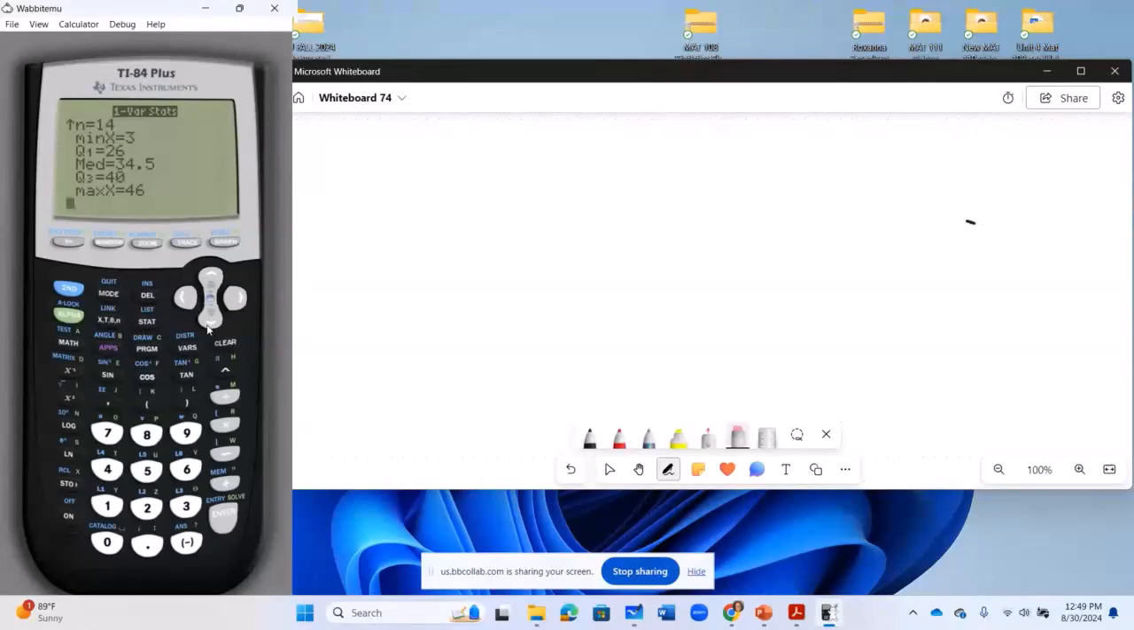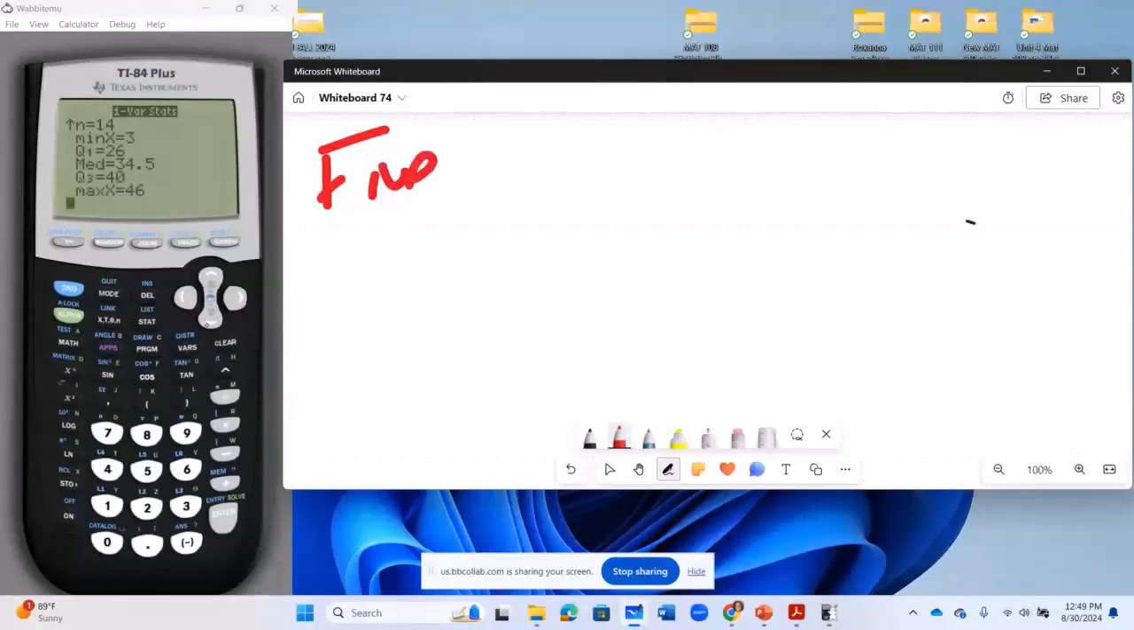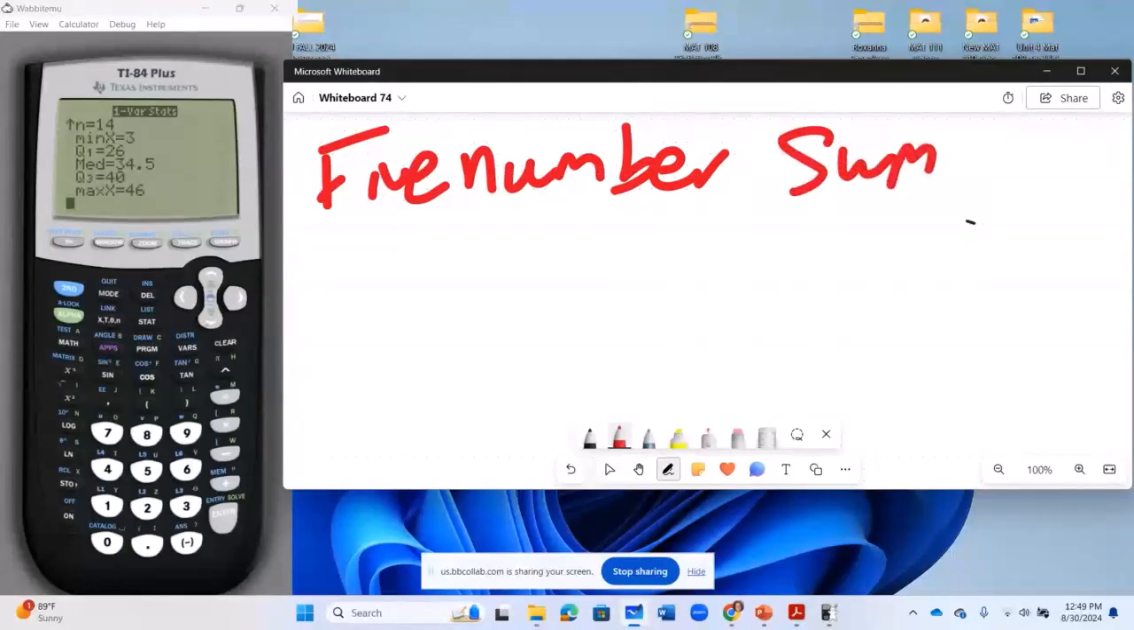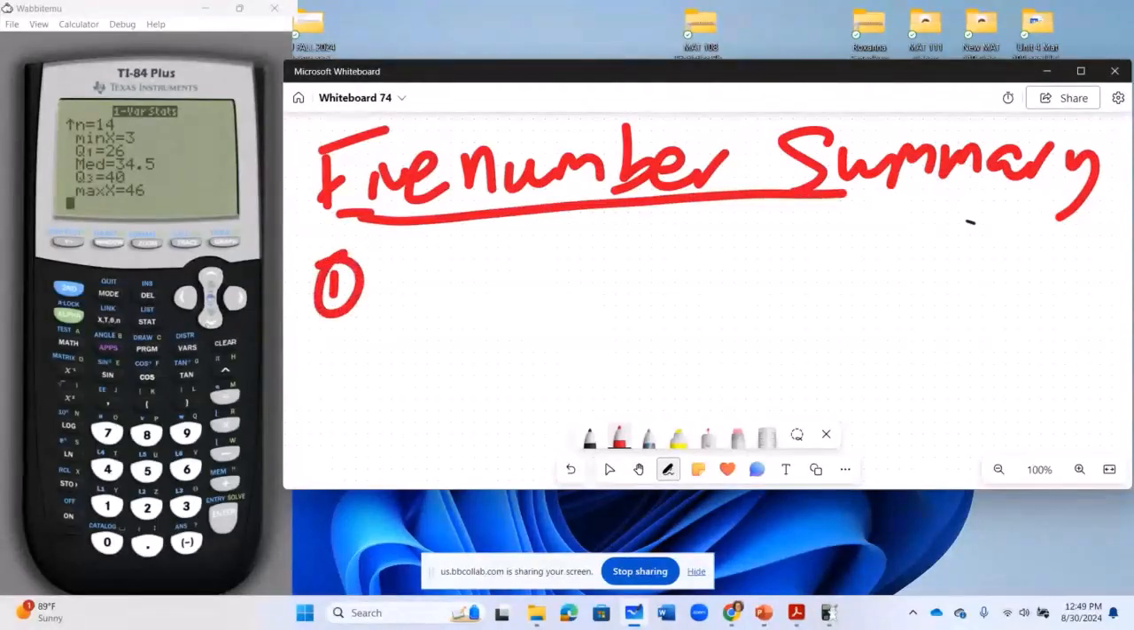So I actually have them here. I'm going to quickly write them on my whiteboard. So, 5 number summary from my one variable start. Oh, this is big, I'm going to make it smaller. Okay, number 1, I got 3, the minimum number.